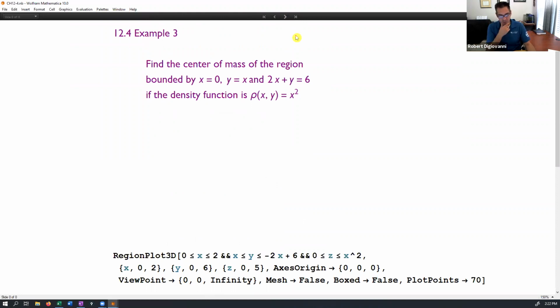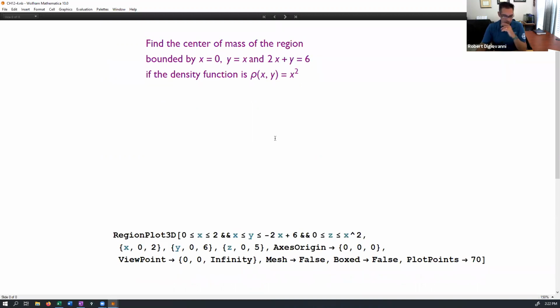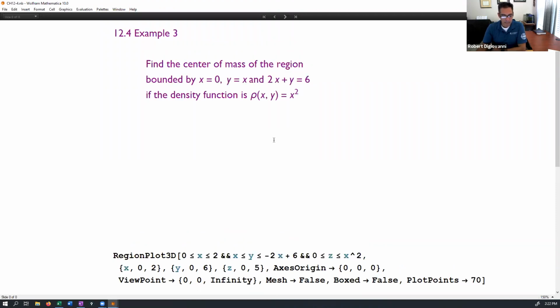Find the center of mass of this region. What do you think? Do you think y'all can handle this? Do I need to go through a whole setup on this? Y'all okay? I don't think I want to go through this whole thing. We'll just run out of time. There's a few more things I want to talk about in this section. So to do this, you would set up the mass integral, then the moment about y, and then the moment about x, and then you go find your x bar, y bar.